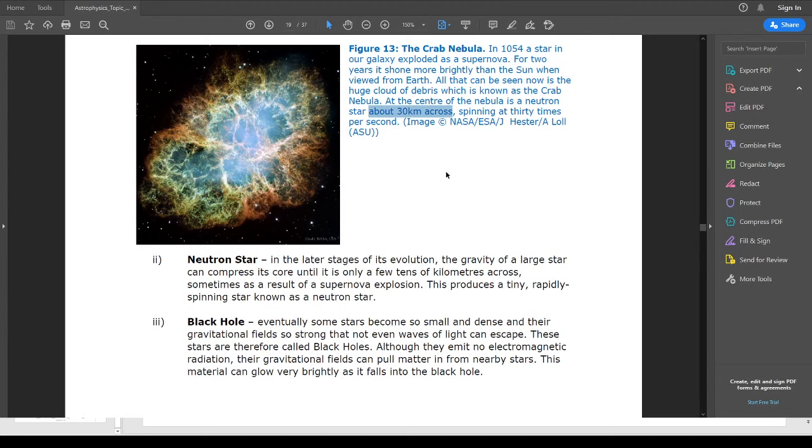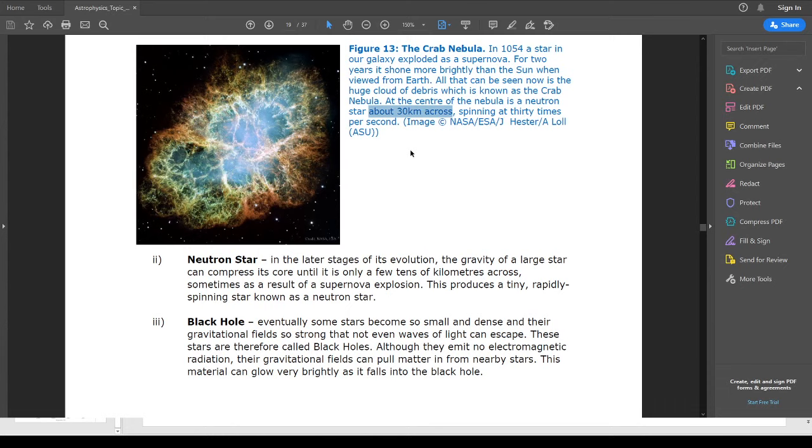And this is a star. This is a neutron star. This is one of the densest materials in the universe. Just think about it. 30 kilometer diameter. Think of a 30 kilometer diameter ball. Okay, for a better reference, the Earth has a diameter of 12,800 kilometer, and this neutron star has a diameter of 30 kilometer.